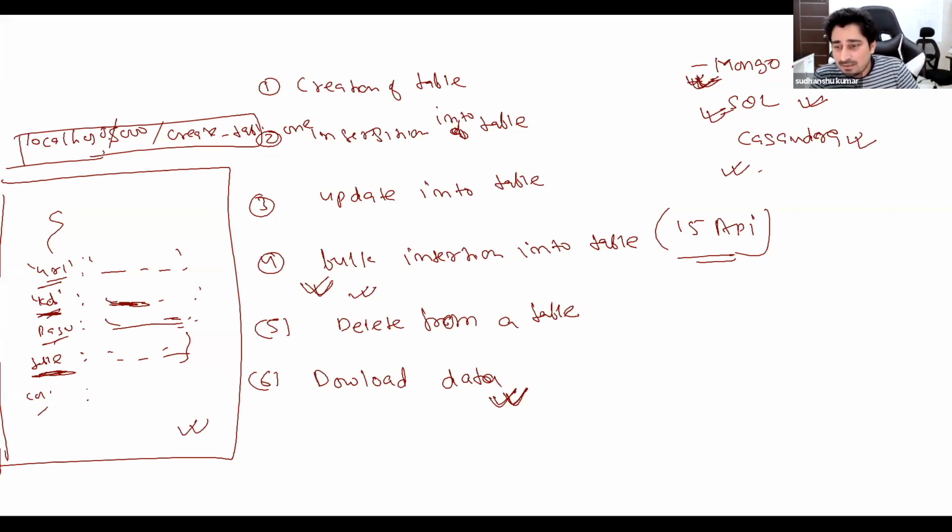It's an interesting task. 15 APIs means 15 different routes, right? Yes, so now it's 18 APIs. I have given you 6 tasks, so I'm expecting 18 APIs now.